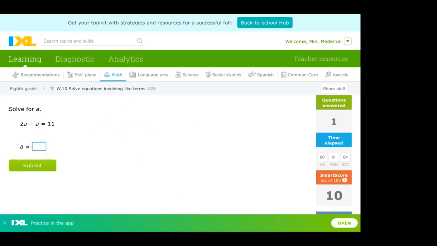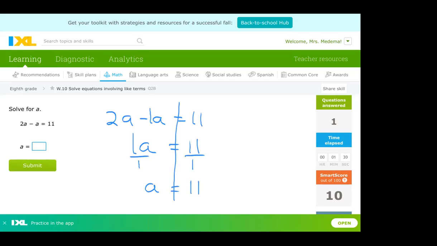All right, I have 2a minus a equals 11. When a letter is by itself, it has a 1 in front of it. On that side, I have 2 a's, so I can combine them. 2 minus 1 is 1a. Bring down the other side, divide 1 away. Anything over 1 is itself. So it is 11.